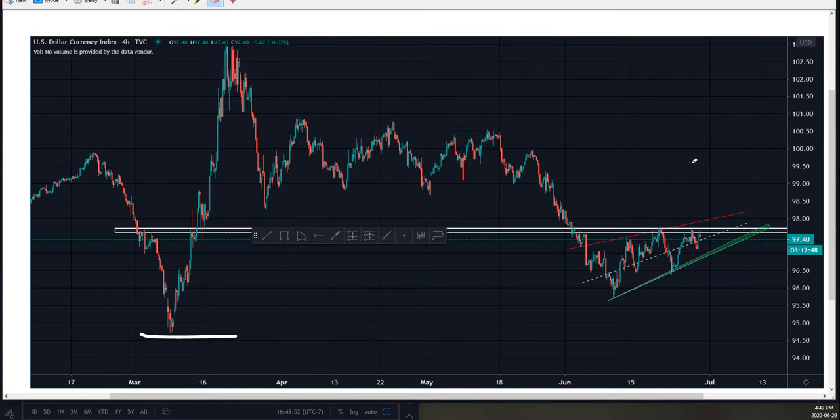So that is going to be the video in terms of the US dollar index.